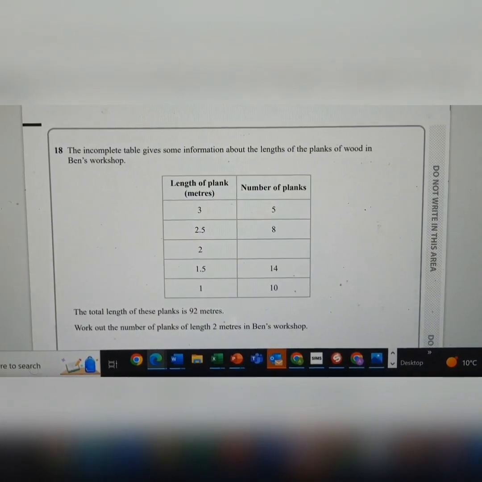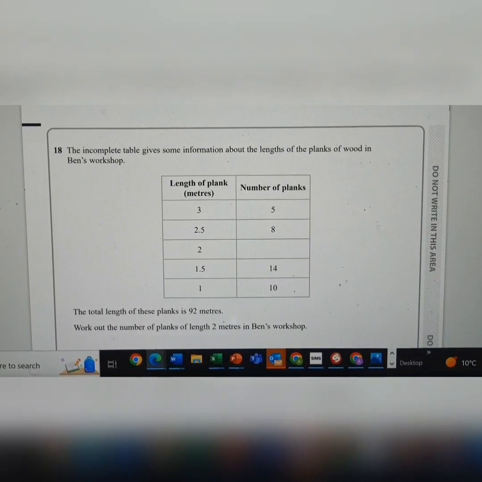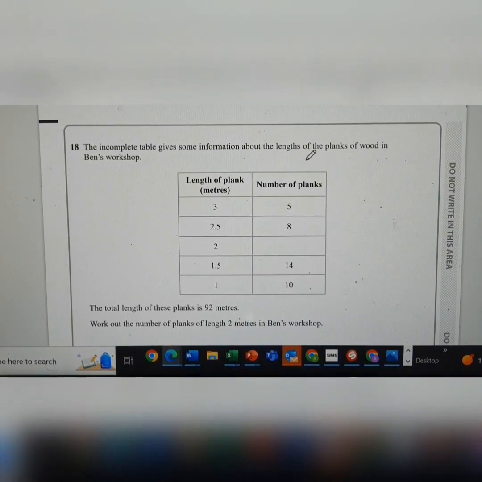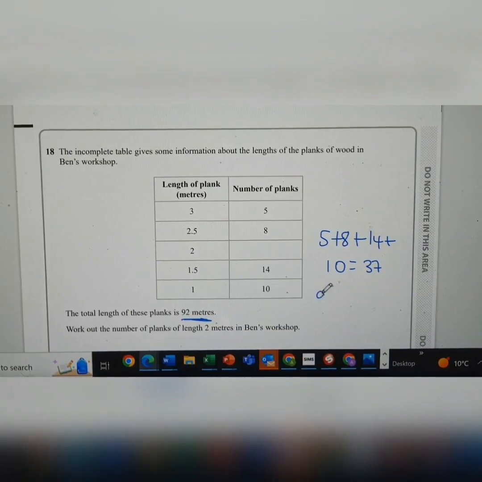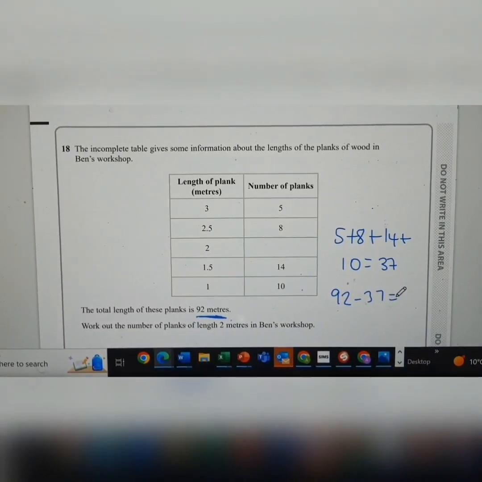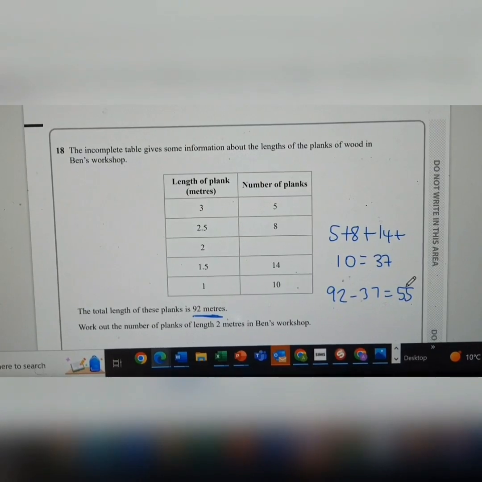The incomplete table gives some information about the lengths of the planks of wood in Ben's workshop. So we have length of plank, number of planks. The total length of these planks is 92 meters. Work out the number of planks of length 2 meters in Ben's workshop. So 92. So you need to add 5 and 8 and 14 and 10, and then take it away from 92. 5 and 8 and 14 and 10 equals 37. And then 92 take away 37, which is 55.